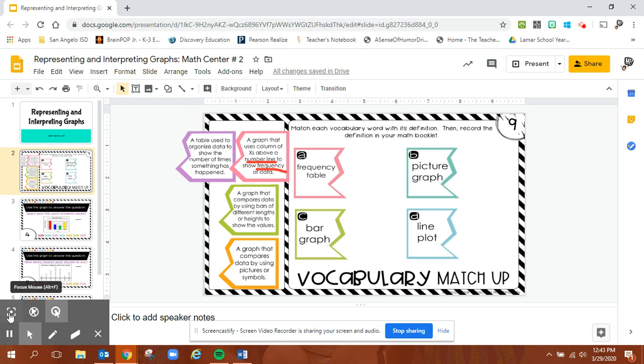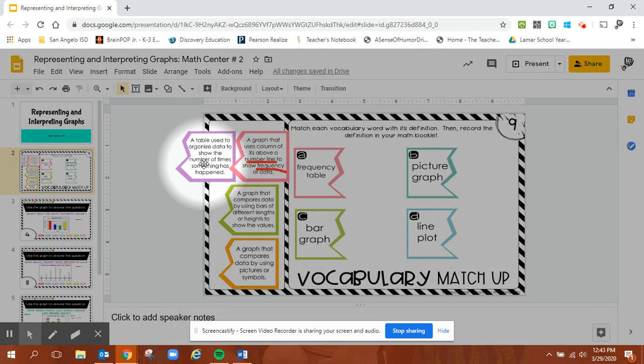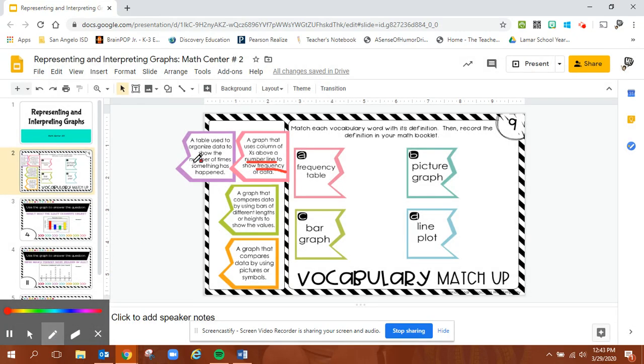Okay, let's go to the next one. We're going to go to the purple one. It says the table used to organize data to show the number of times something has happened. Okay. So here, the important information we need to remember: number of times something has happened. Okay, that's going to be important.